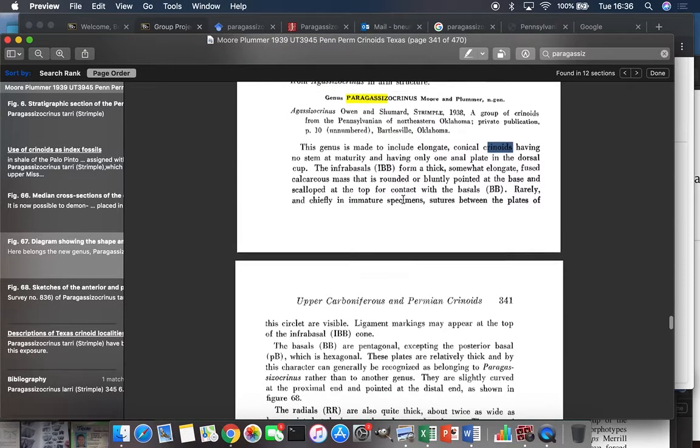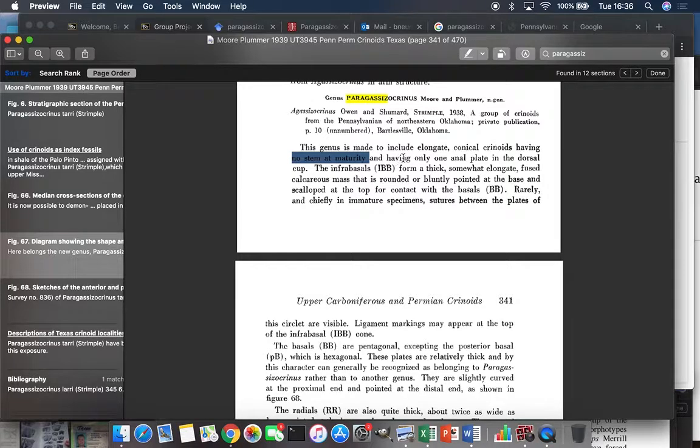Okay, having no stem at maturity, so their babies may have had a little stem, like a lot of their old relatives did, but when this thing is all grown up, it appears to have no stem whatsoever. And so this is a thing that's going to live kind of stuck in the mud. It's just going to be sort of sitting on the bottom of the sea.